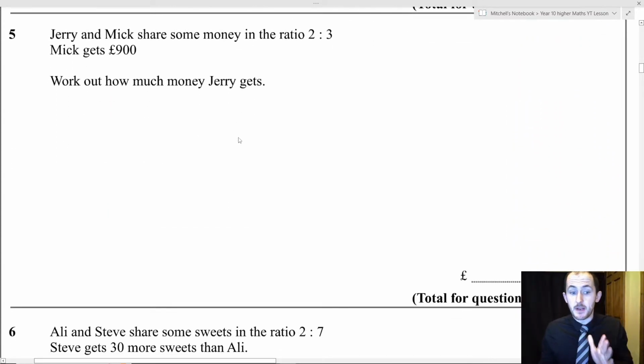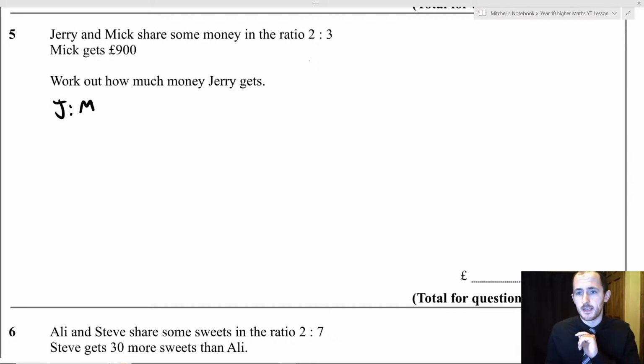In a very similar vein, we have Jerry and Mick share some money in the ratio 2 to 3. And this is very similar to the previous question, okay? So Jerry to Mick is 2 to 3. And it tells me that Mick gets £900.